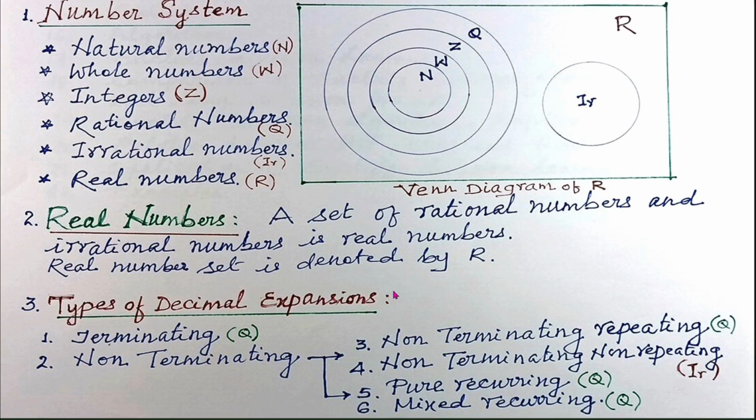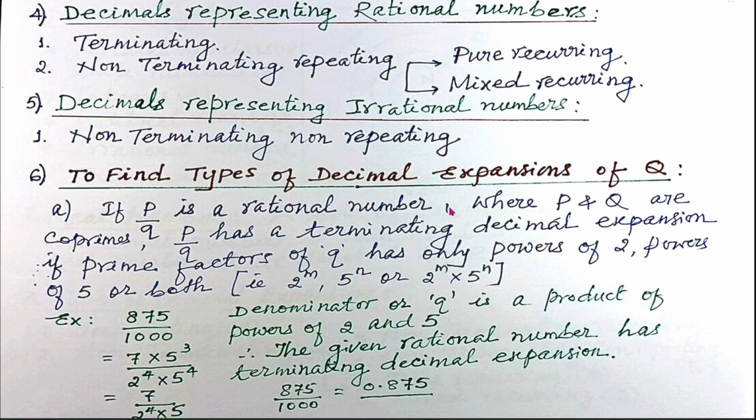Now, there are different types of decimal expansions. As you know, the different types of decimal expansions are terminating decimal expansions, non-terminating recurring decimal expansions, which can be pure or impure, and also non-terminating non-recurring decimal expansions. So please remember that. Now, the decimal expansions represent different types of numbers.